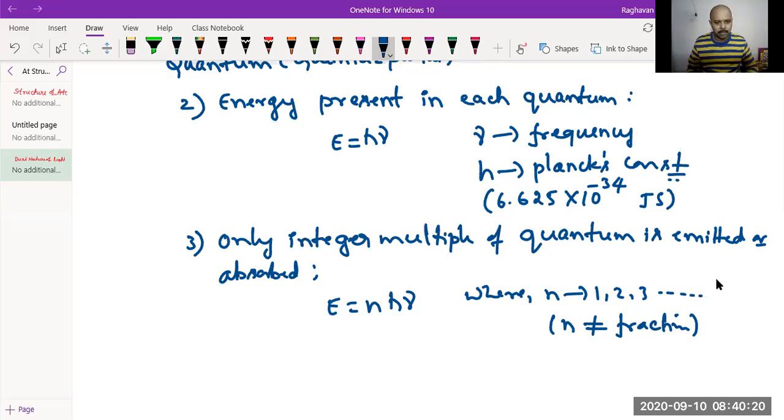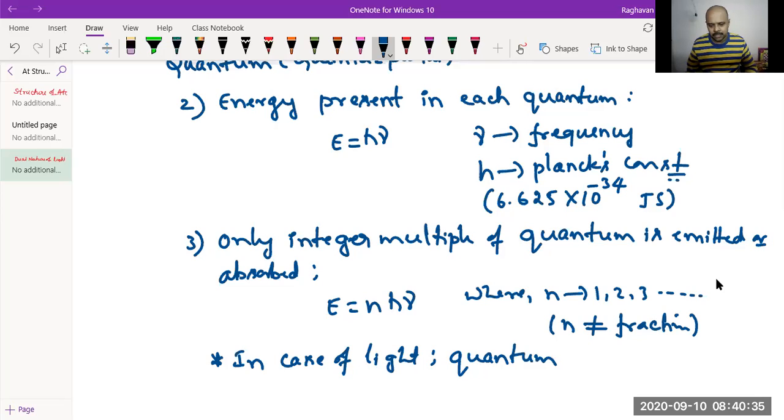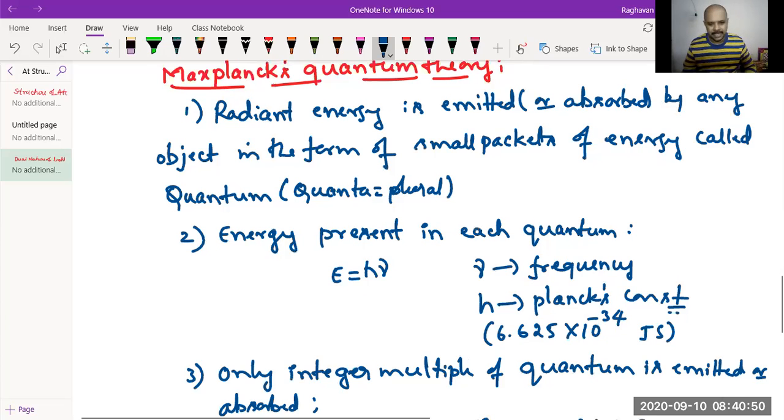One important thing you should know: in case of light, the quantum is referred to as a photon. A quantum is a small packet of energy, equal to a photon. We say photon. Energy present in each photon is E is equal to h nu. This is the concept of Planck's quantum theory.